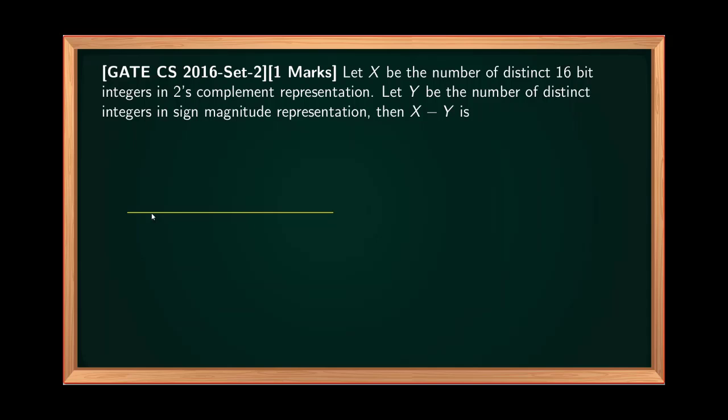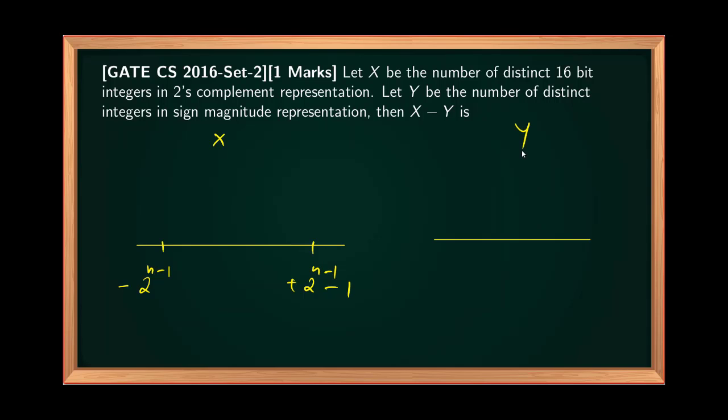If I'm using n digits, I can represent a negative number. If I'm using 2's complement representation, I'm able to represent a decimal equivalent from minus 2 power n minus 1 to positive 2 power n minus 1 minus 1. If I'm representing using signed magnitude representation, I can represent from minus 2 power n minus 1 plus 1 to positive 2 power n minus 1 minus 1.